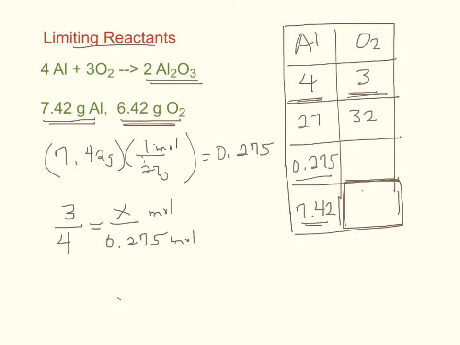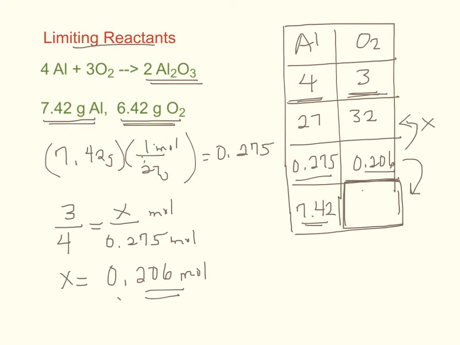If I go and solve for x, then I see that I need to have 0.206 moles. That's how much oxygen I need in moles. And so we'll put that in here, 0.206. And then we see, well, what does that give me for how much oxygen is required in grams? So that would be taking the 0.206 and multiplying it times 32 grams per mole. That x means times. And so if you do that multiplication, you'll see that you need 6.6 grams.